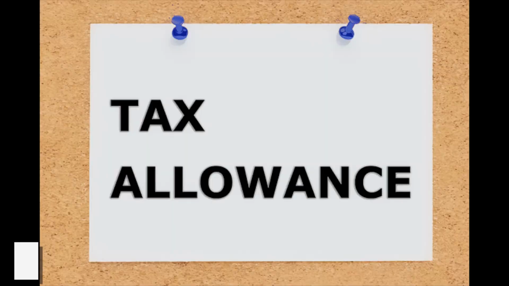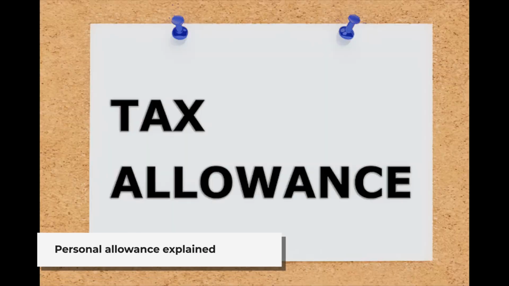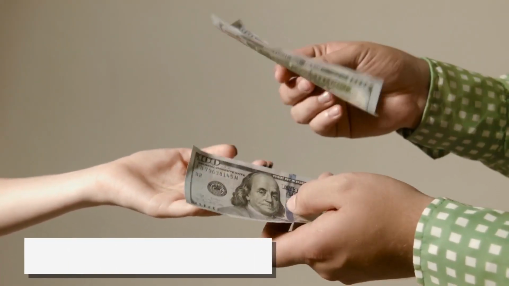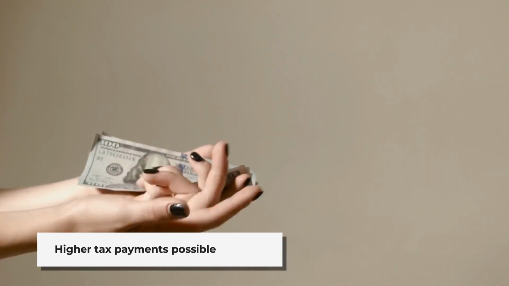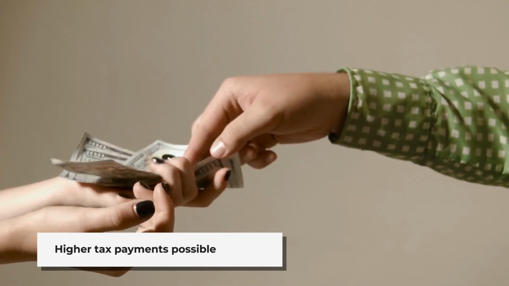Normally you have a personal allowance, which is the amount of income you can earn without paying tax. However, with an OT code you don't get this benefit, potentially leading to higher tax payments than necessary.